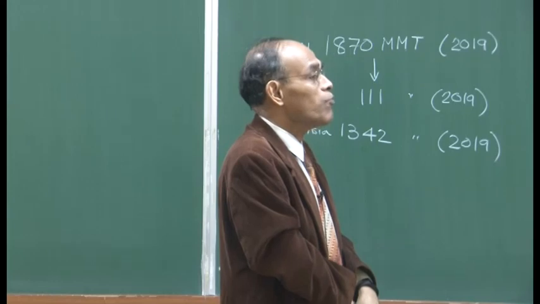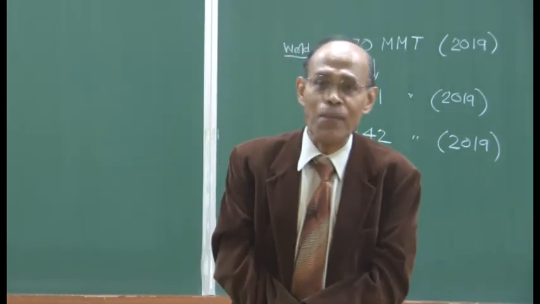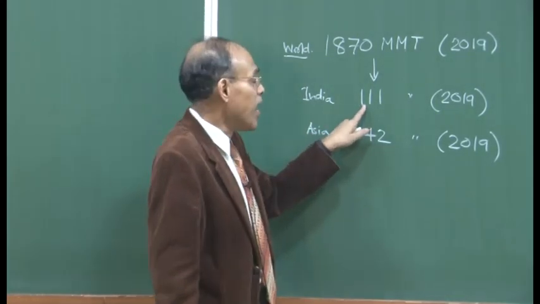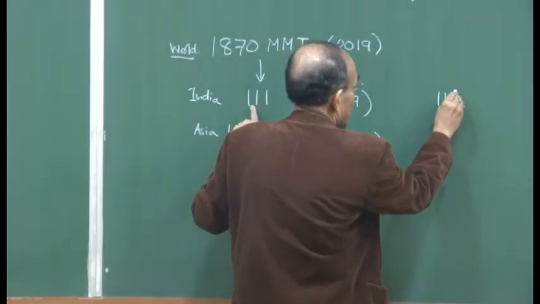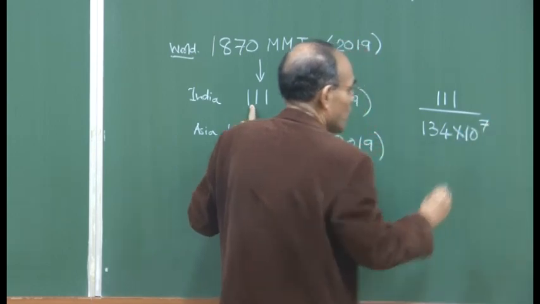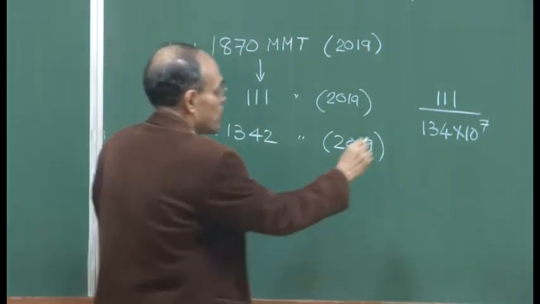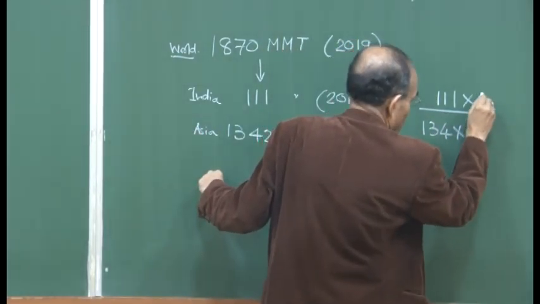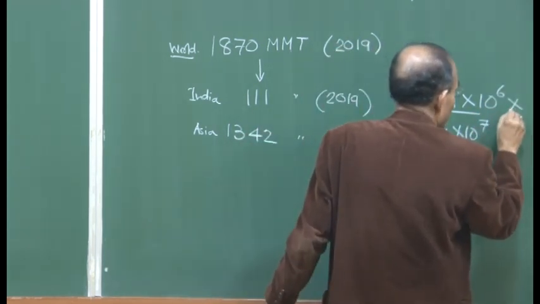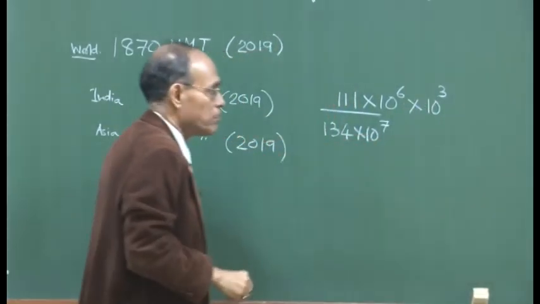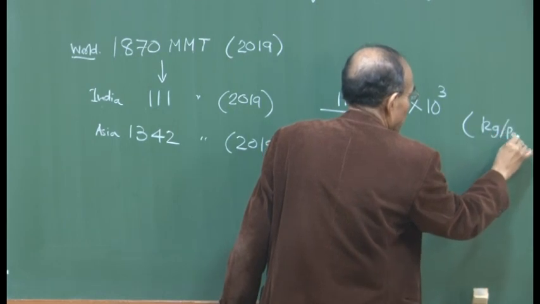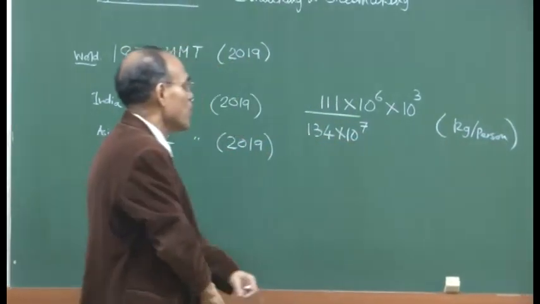And actually, if you take the per capita steel consumption, that means if India produces 100 million tons of steel, and India's population is, say, 134 crores, okay? So that's equal to, this is the number of population. So this represents the per, this is million metric tons. So this is so many kg. So million metric tons becomes ton, and this becomes kg. So this becomes kg per person, which we call the per capita steel consumption of a country.